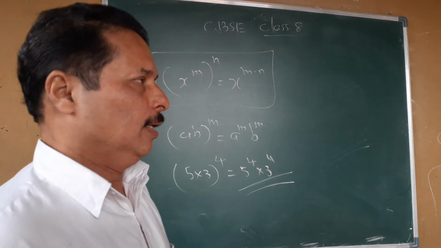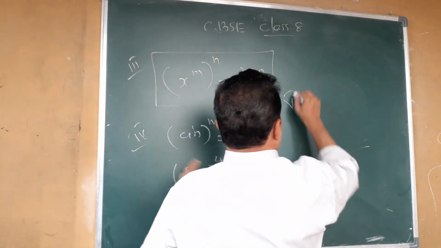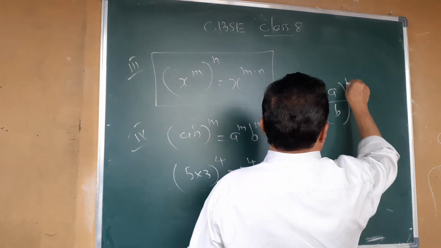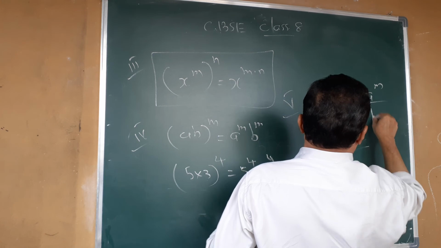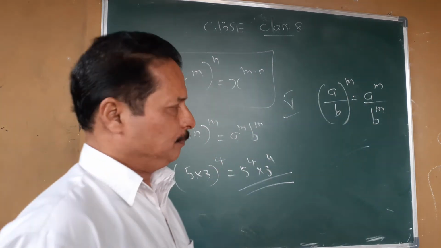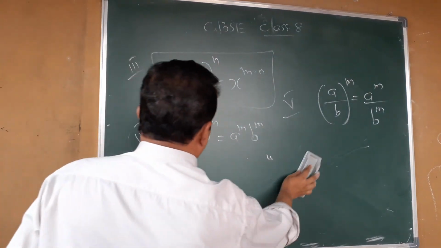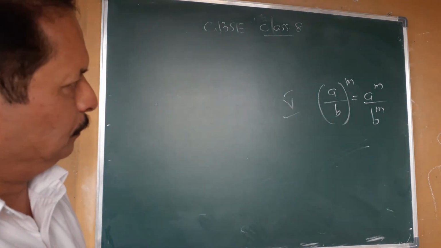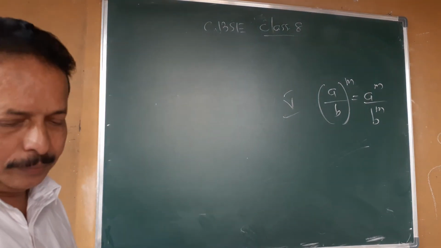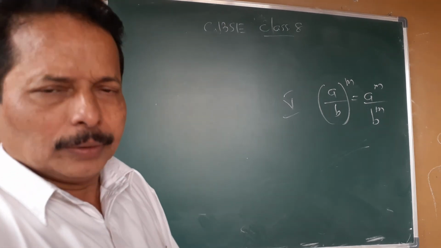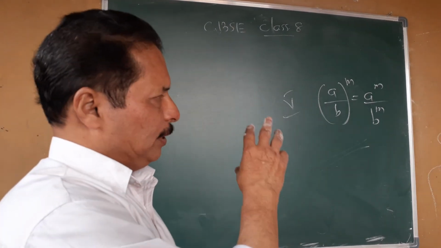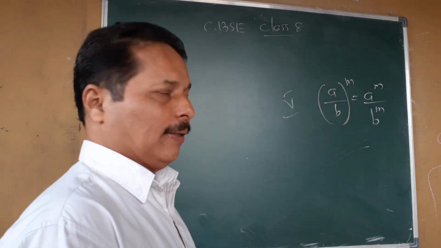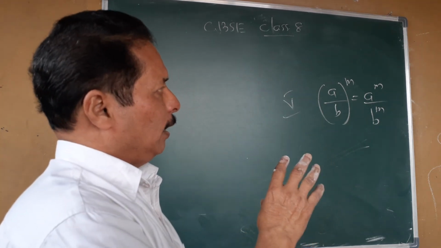Get idea? And number 5 is a by b all raised to m equal to a raised to m by b raised to m. a by b all raised to m is a raised to m divided by b raised to m. Is it out? And I will give you problems later. Okay. You write all the exponential laws.